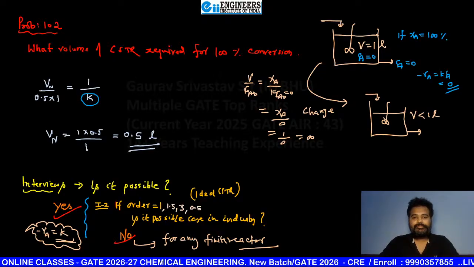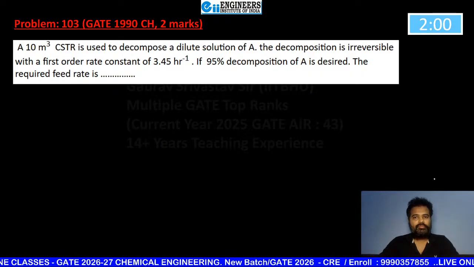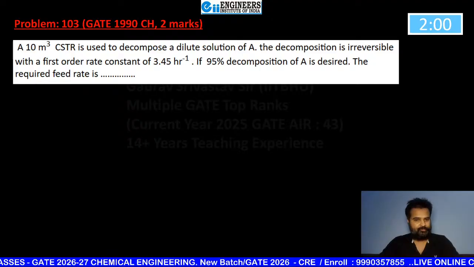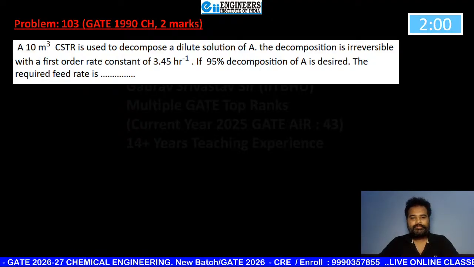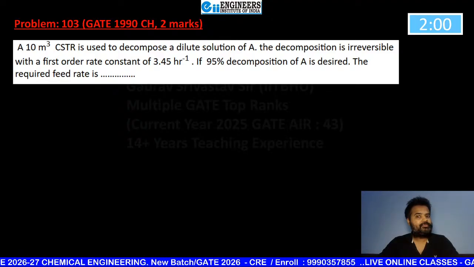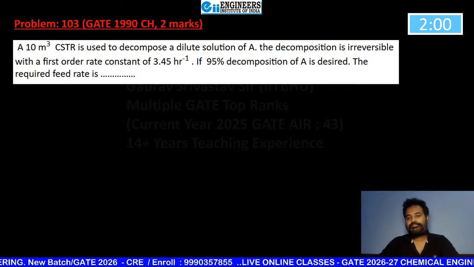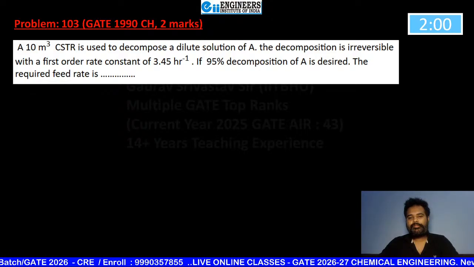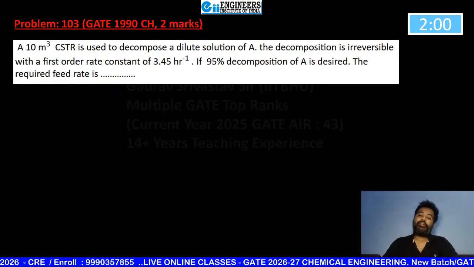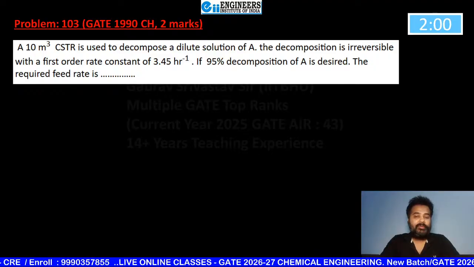Is it clear to everyone? Let's solve this. You can write for 99.9%, 99%, but not for 100%. You can't be able to handle 100%.